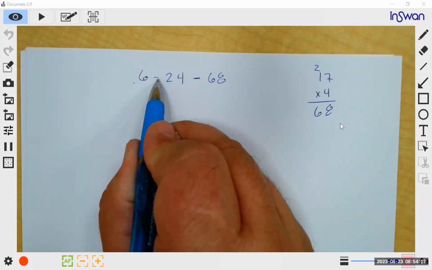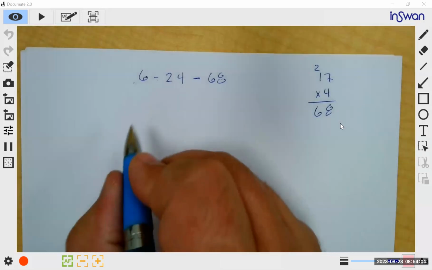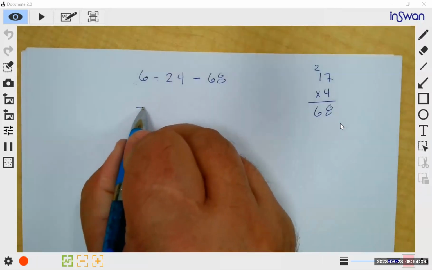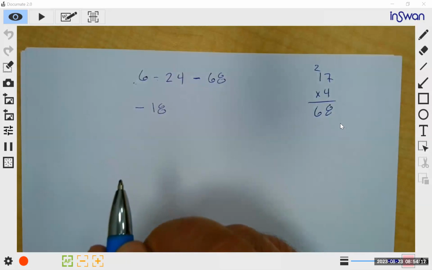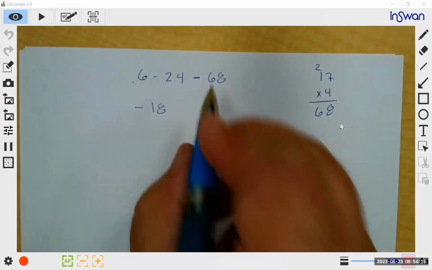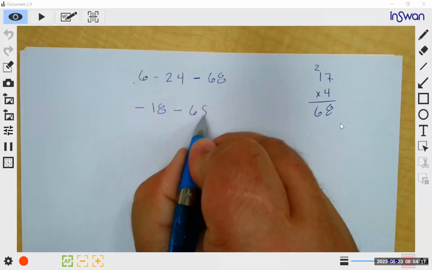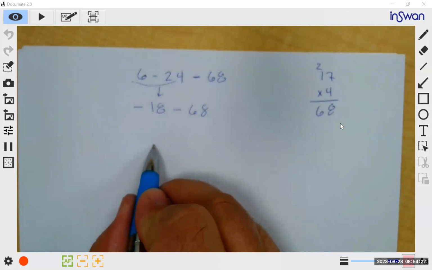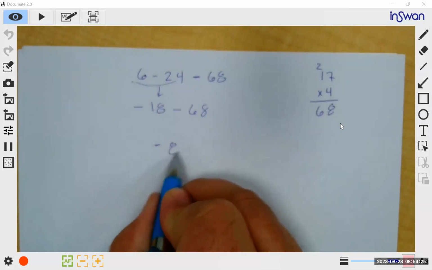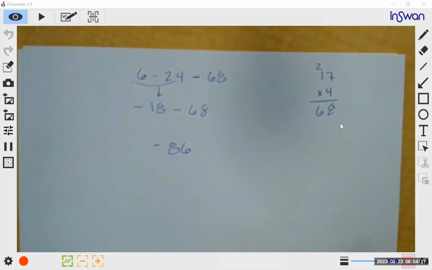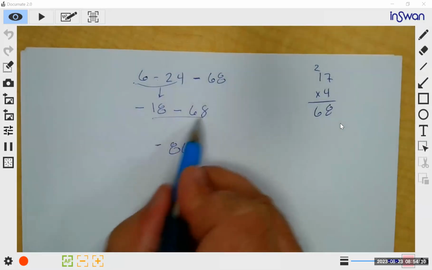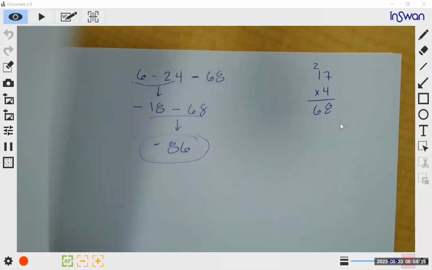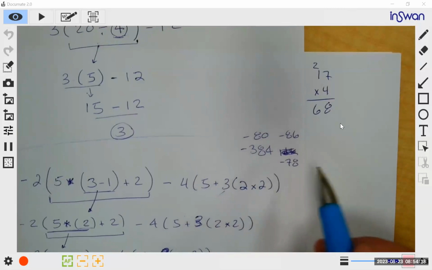Positive, negative. So 6 minus 24 is what? Negative 18. Then minus 68. Negative 18 minus 68 is negative 86. There's your answer. So, yes, we have a winner.